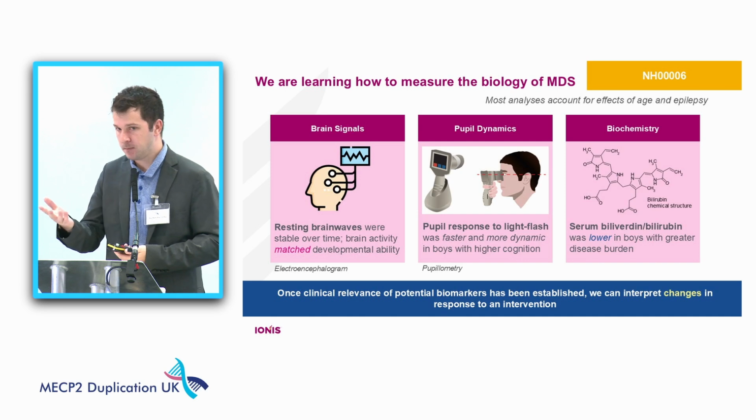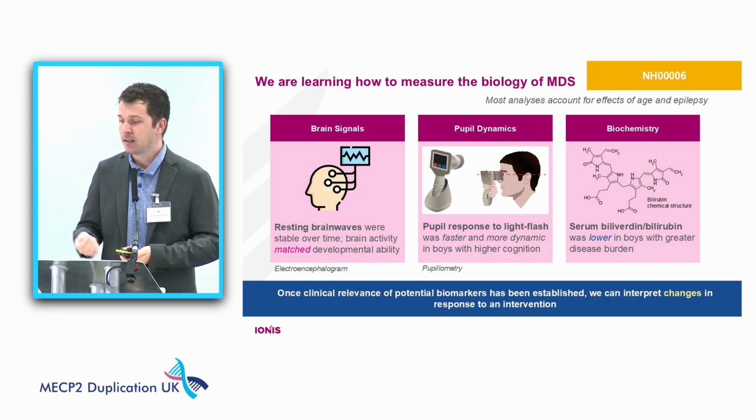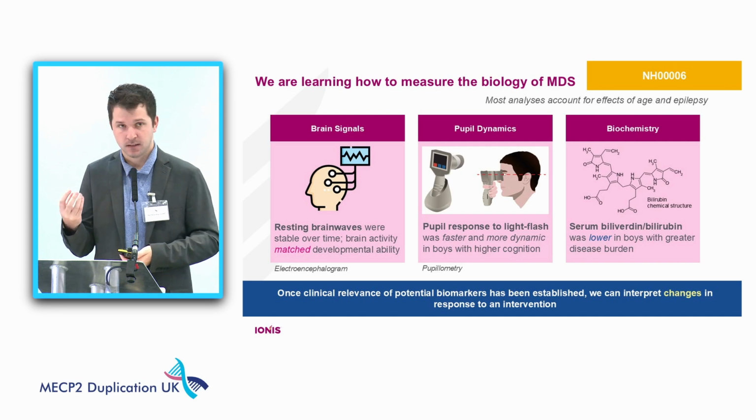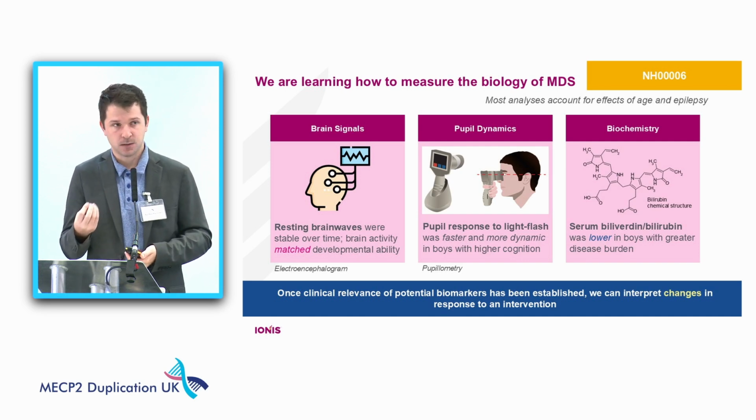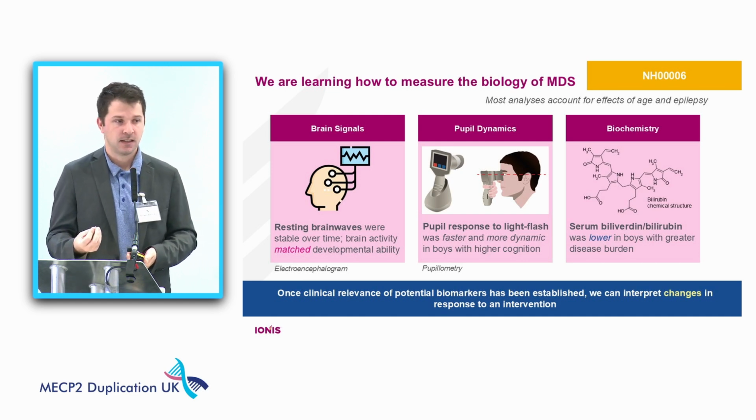in a typical adult, when we get a light flash in our eye, our pupil will constrict, and then it'll open up again. And so when we look at the boys with MDS, that constriction, the time it takes to begin constricting, as well as the power of that constriction, is about half as much.